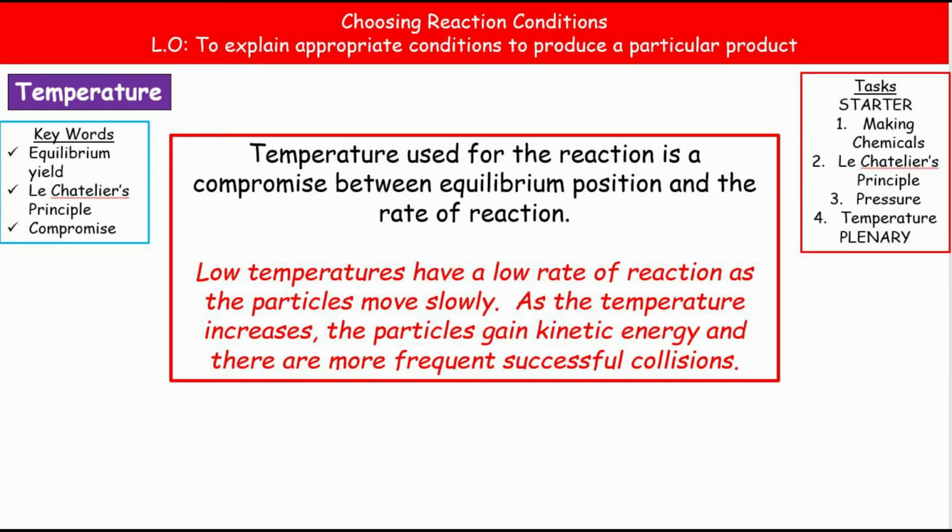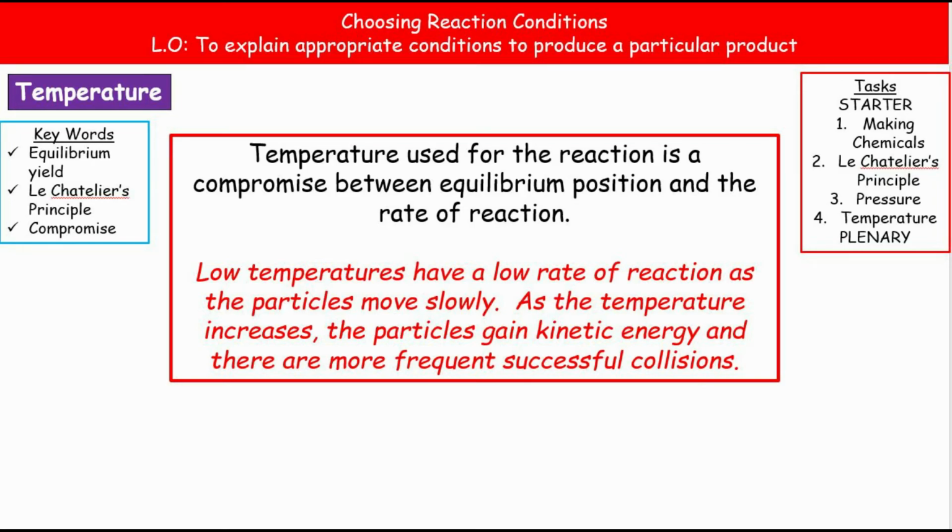Hopefully we remember from C5, the start of, that we were looking at how temperature affects the rate of a reaction. Now, what we find is that low temperatures have a low rate of reaction, and that's all down to the movement of our particles. So at a low temperature, the particles only have a very limited amount of energy, therefore they're moving slowly. As we increase the temperature, the particles gain kinetic energy, and therefore we get more frequent successful collisions. Hopefully that phrase is coming back to you from some of our earlier lessons.